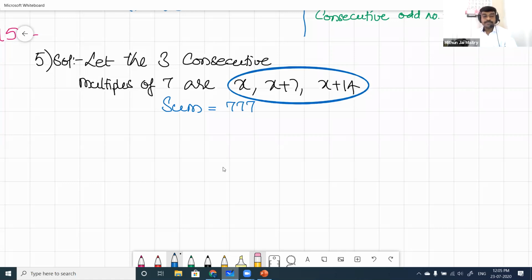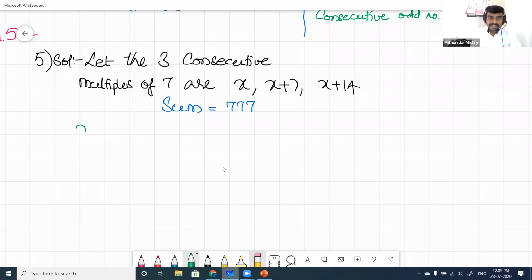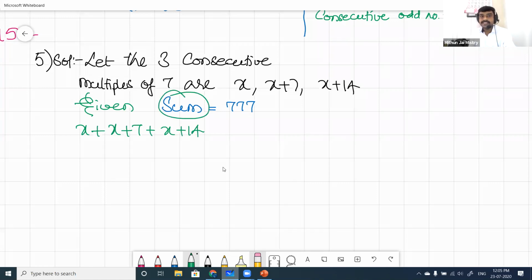So we need to write those like this. When you write, what will happen? x plus, so this is given, right? Given sum is equal to 777. So x is the first term, x plus 7 is the second term, third term is x plus 14, and I am adding because it is sum, is equal to 777. Now x plus x, 2x, 2x plus x, 3x.